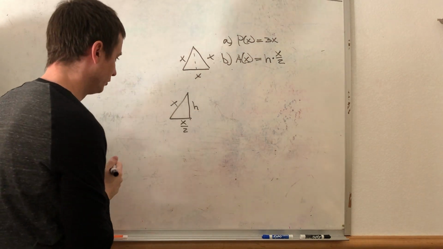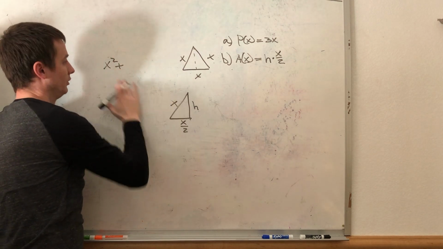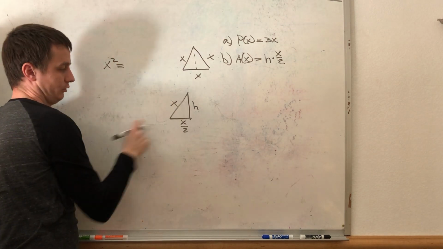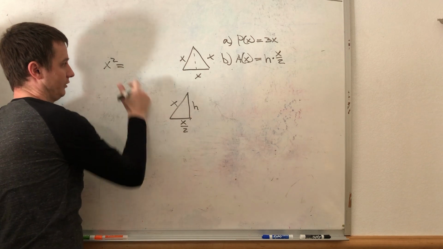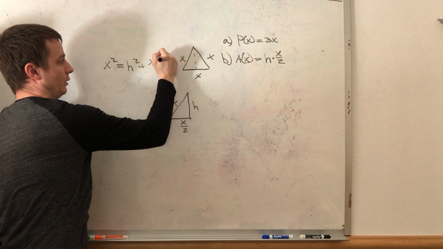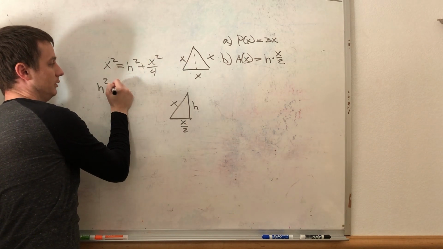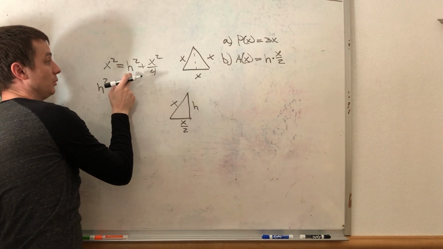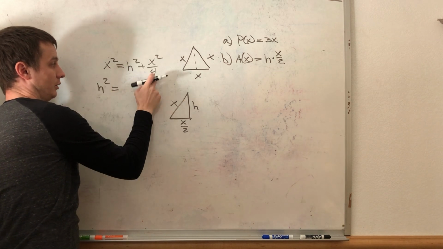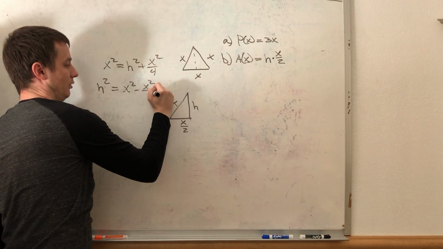And so for that, we just use the Pythagorean Theorem. So I know that x squared, the hypotenuse squared, is equal to this side squared plus this side squared. So it is equal to h squared plus, when you square that, you get x squared over 4. Or in other words, h squared is equal to x squared minus x squared over 4.